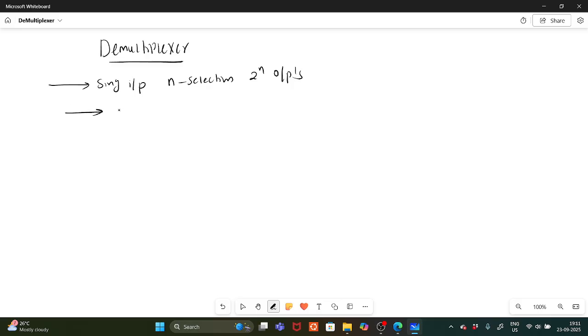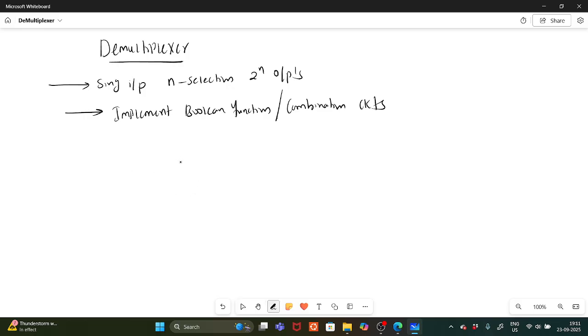Here we can use this DeMux to implement Boolean functions, or we can implement combinational circuits. We can implement a combinational circuit by using a DeMux.